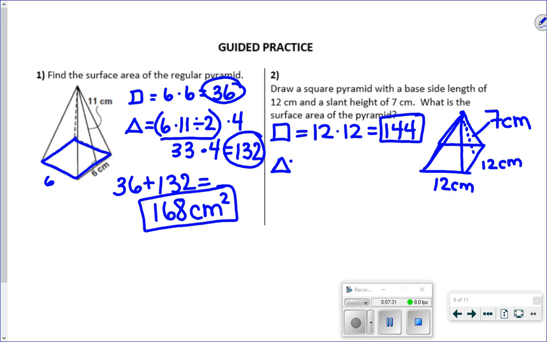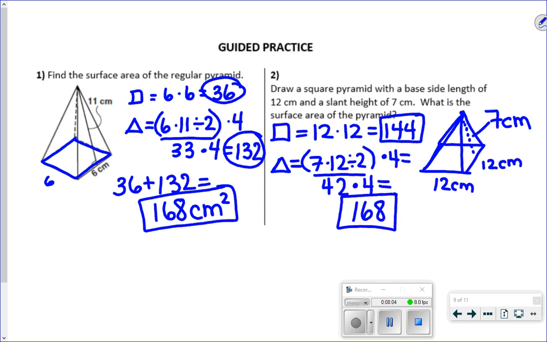Now I'm going to do the triangles. There are 4 of them. So 7 times 12 divided by 2. That's going to give us one of the triangles, times 4 to give us all 4. 7 times 12 divided by 2, that's going to be 42. And then times 4. So 42 times 4, that's going to give me 168.